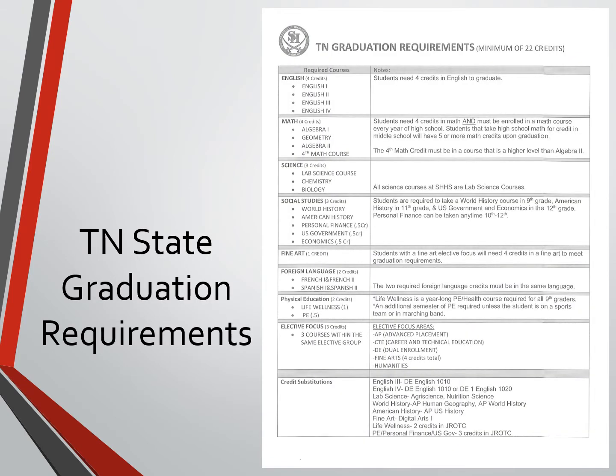In your request packet, you will see this page that lists the classes needed to get a high school diploma in the state of Tennessee. When you go to pick your classes, keep in mind that you have to have these 22 credits in order to graduate. Use your transcript you received in February to determine the classes you have left to meet your graduation requirements.